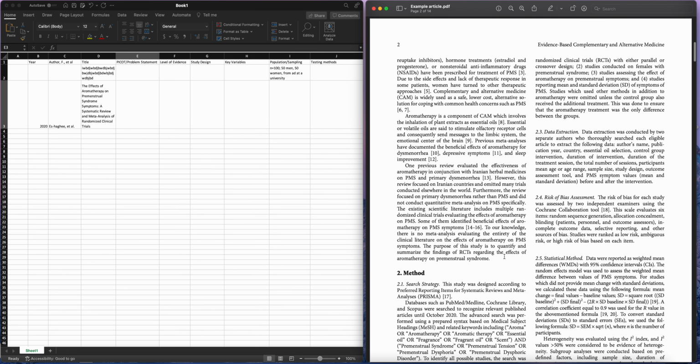So let's look for that real quick. They're talking about the gap right now. To our knowledge, there is no meta-analysis evaluating the entirety of the clinical literature on this effect of aromatherapy on PMS. Okay, so that's why they're doing what they're doing. The purpose of the study is to quantify, and so on. So the problem statement pretty much is all of this. To our knowledge, there is a gap in this situation, and therefore we are going to fill this gap. That is exactly what this is. I'm going to copy and paste.